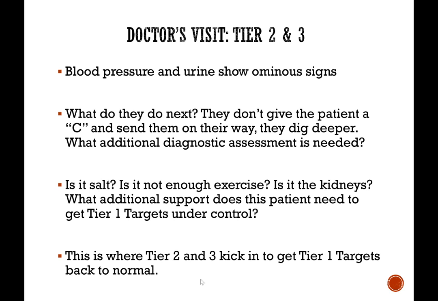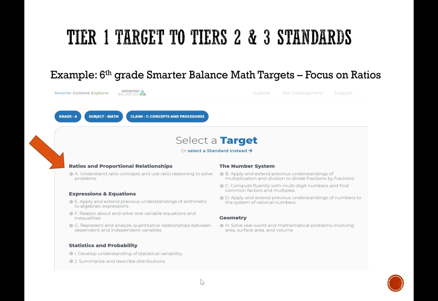They're going to say, what additional diagnostic assessment is needed? Is it salt? Is it not enough exercise? Is it the kidneys? They're going to wonder, what additional support do you need to get your Tier 1 targets back under control? This is the purpose of additional support in Tier 2 and 3. That additional support is there to help get the learner's Tier 1 targets back to normal.